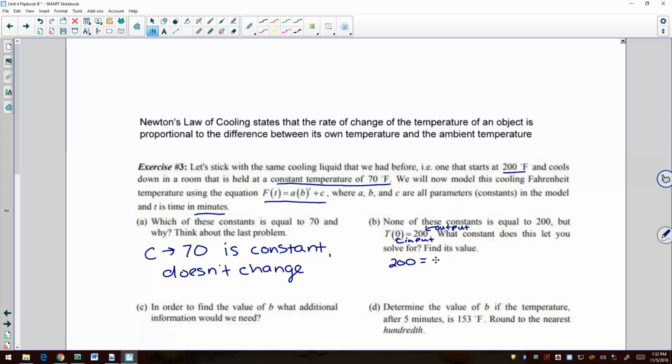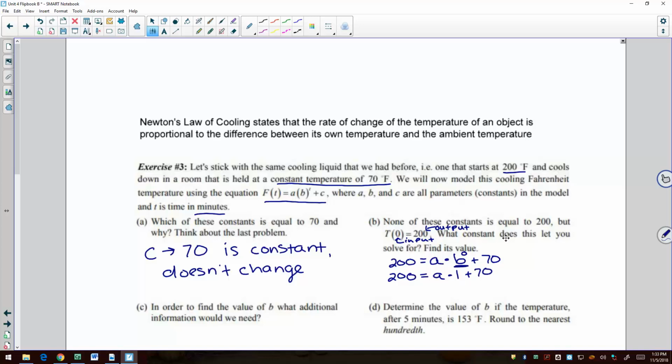I don't know what A is, and I don't quite know what B is, but I actually do once I plug in 0 for t. And C is 70, that's the constant temperature of your room. At first glance, it looks like I don't know A or B, but you know that anything to the 0 power is 1. So this turns out to be 200 equals A times 1, which is just A, plus 70. Now you can solve for A.